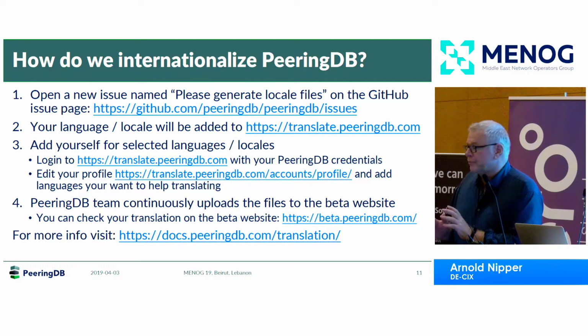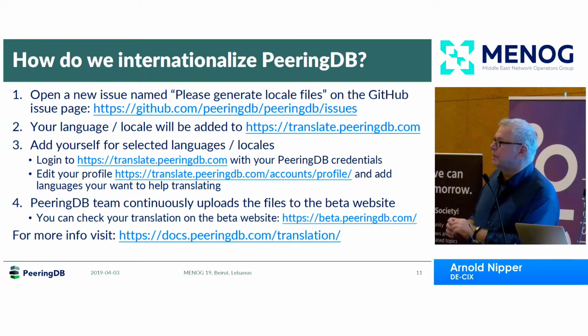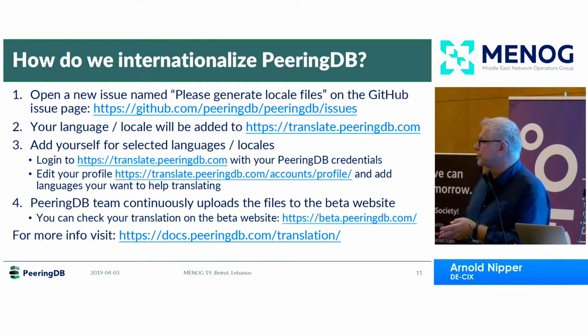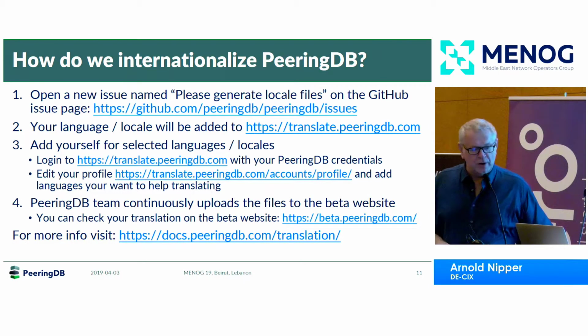The amount of work for having PeeringDB translated in your language is not that much. So we have roughly 3,000 to 4,000 words which have to be translated. And I would say the most difficult part is, because sometimes sentences are broken apart, to really know how the second part of the sentences will be.